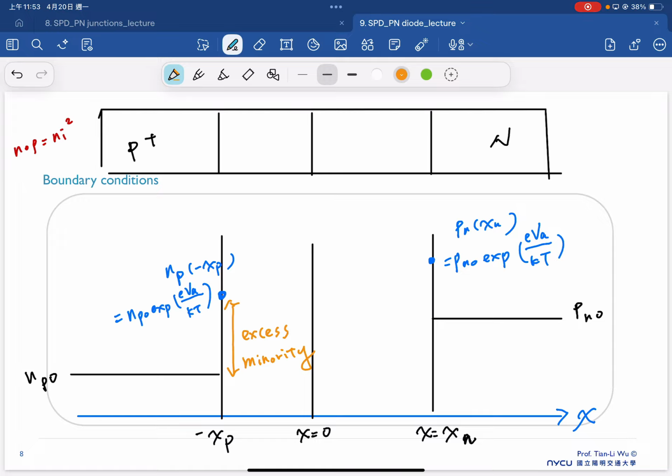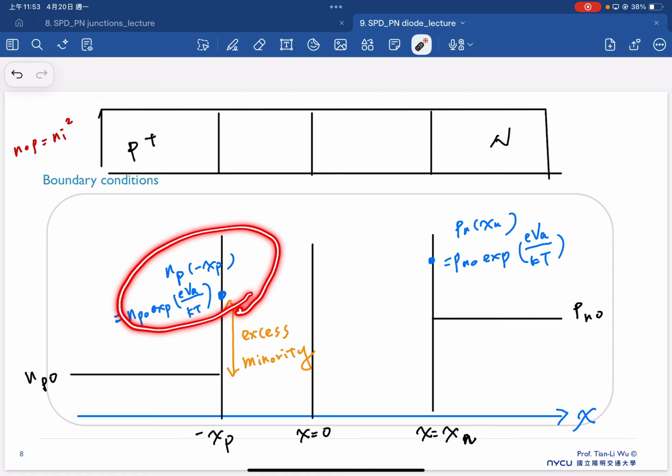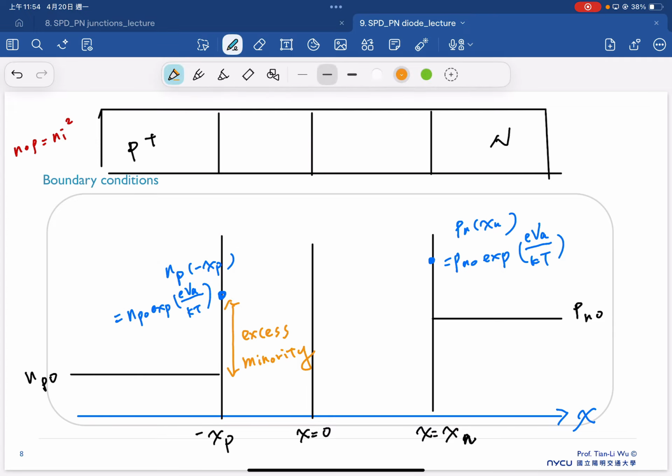So now, finally, this means electrons injected from the N side become excess minorities in the P side.